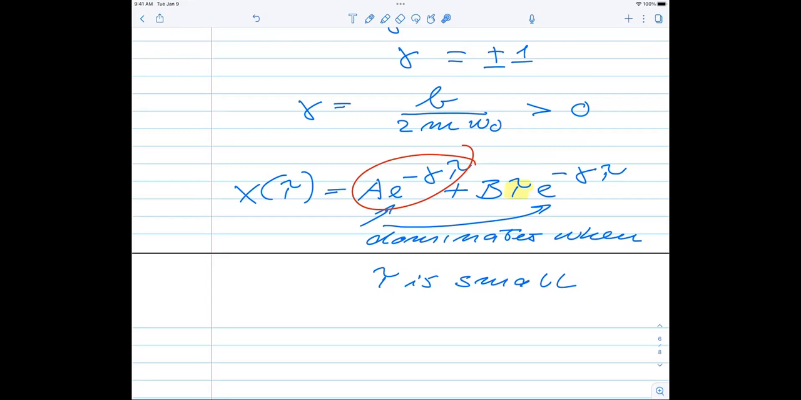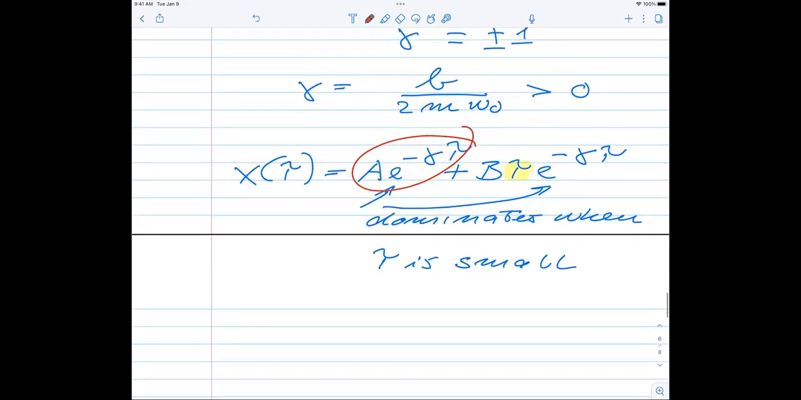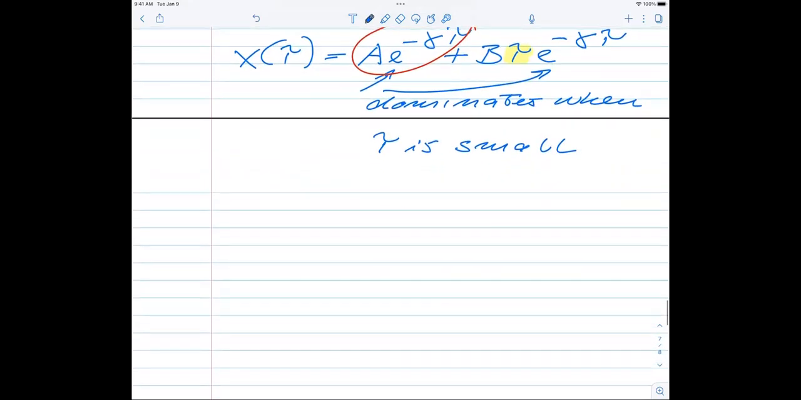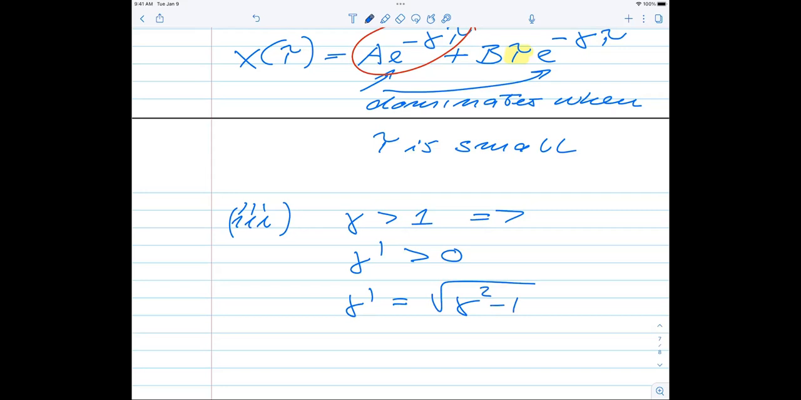But this is what we normally call critical damping. And then the final case, which is a little bit easier to set up. So we have a final case here, and that is that gamma is larger than 1. That means that gamma prime is going to be larger than 0, because gamma prime is the same as the square root of gamma squared minus 1. And then the solution is simply given by an exponential decay.